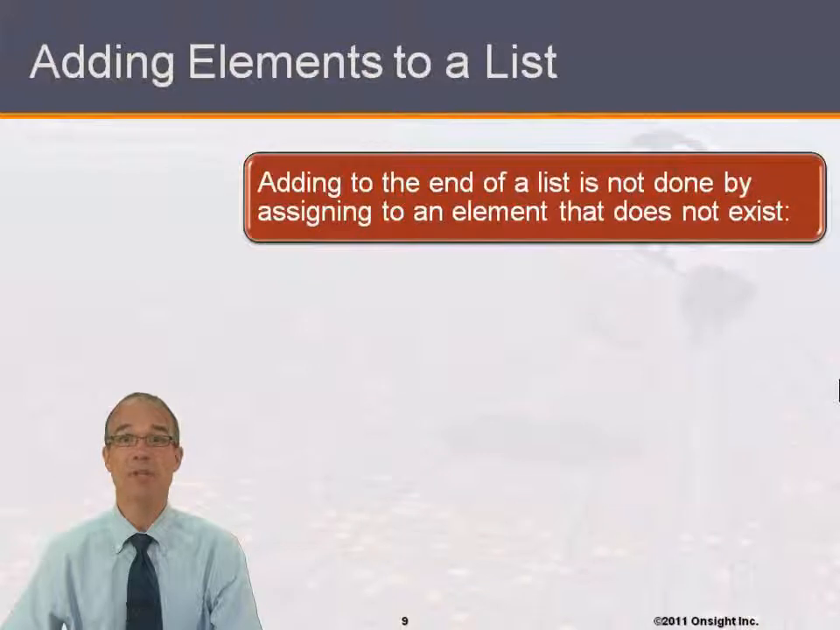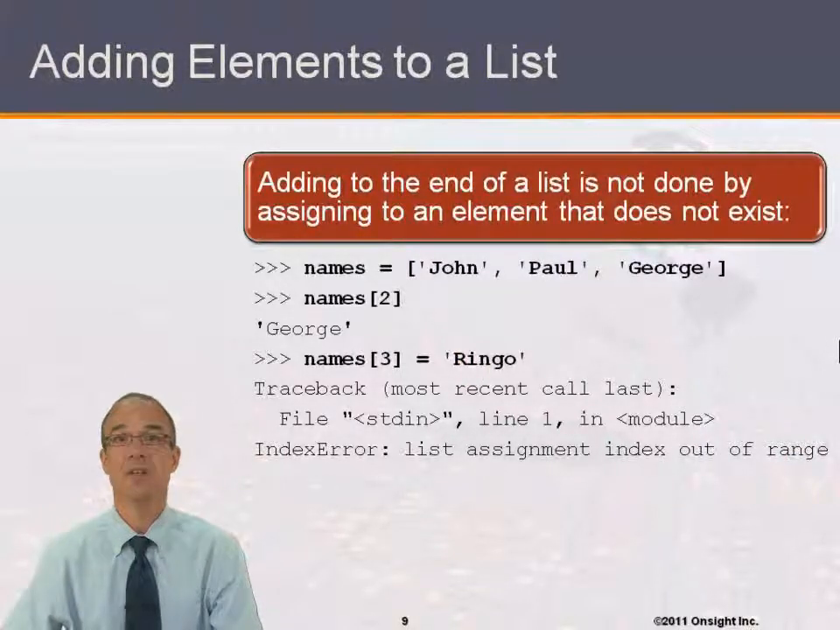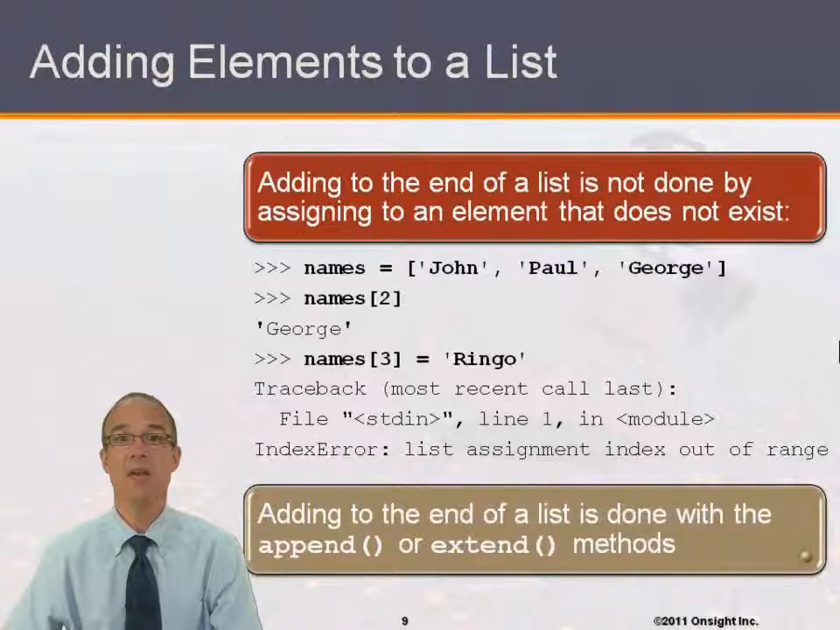We can add elements to the list, but it's not done by assigning to an element that doesn't exist. So in this case, names is John, Paul, George. And names sub 2, of course, is George. So what if I just want to assign names sub 3 Ringo? Now there is no names sub 3 originally. So when I try to assign it, I get this IndexError, trying to access a list beyond its bounds. So then the question is, how do I add items? The answer: append or extend, which we'll talk about.